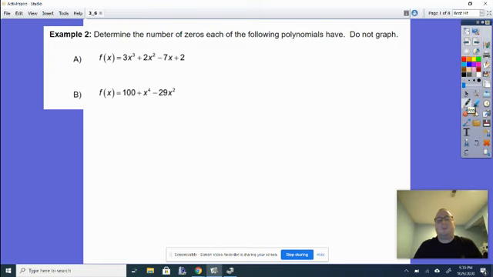Hey everybody, today we're going to be looking at 3.6 or 3.8, depending on what teacher you're getting this from. If it's from me, it's 3.6. But we're going to be looking at multiplicity of functions.